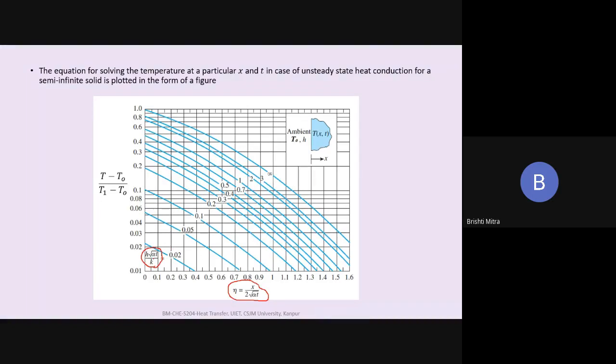And if my value of h square root of alpha t by k is also equal to 1, just for the sake of estimation, then we go up and reach the line where this is 1, go to the left-hand side and find out what this is. This becomes equal to 0.06. So if t minus t naught divided by t1 minus t naught is equal to 0.06, knowing the values of t1 and t naught, I can calculate the value of t. So this is how, instead of using the whole equation, there are figures like this available, which we can use to calculate the temperature at any position and at any particular time for a semi-infinite solid.